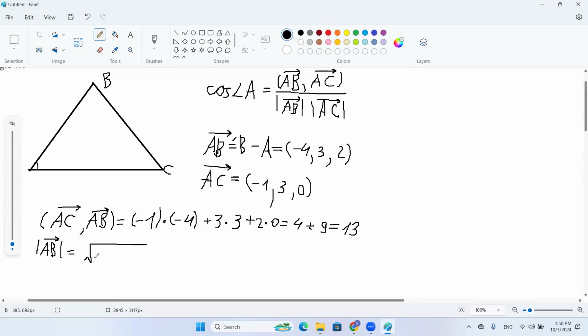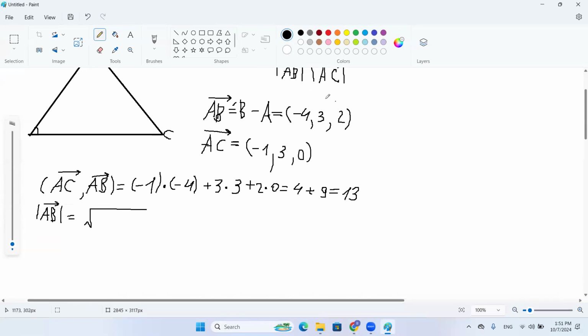It will be the square root of -2 minus 2 powered by 2. No, why -2 minus 2? Look just at these coordinates. It will be 16 plus 9 plus 4, but let's write in details: 4 powered by 2 plus 3 powered by 2 plus 2 powered by 2. So 16 plus 9 plus 4, and it will be the square root of 29. We will leave it in this way.